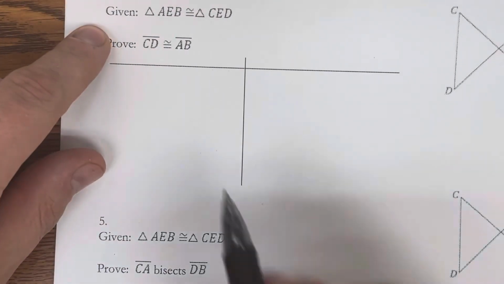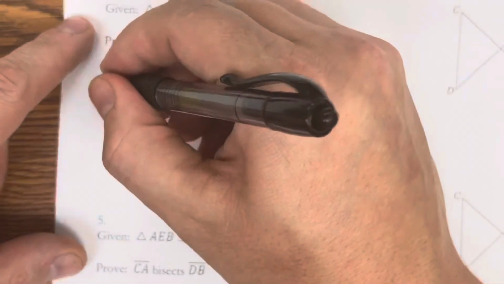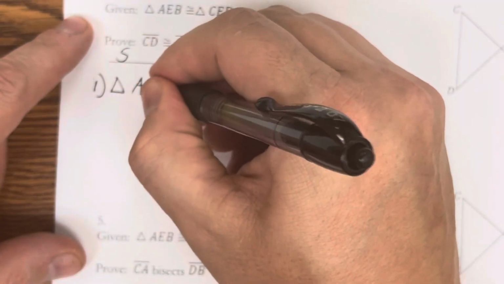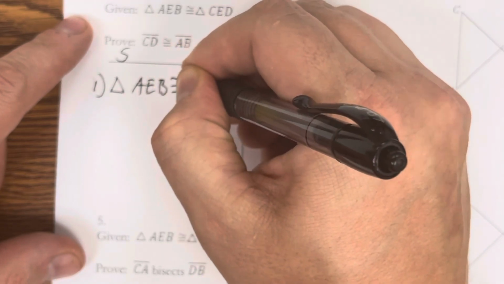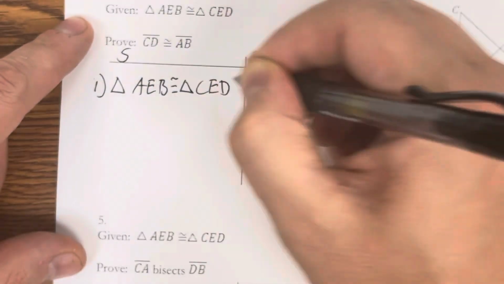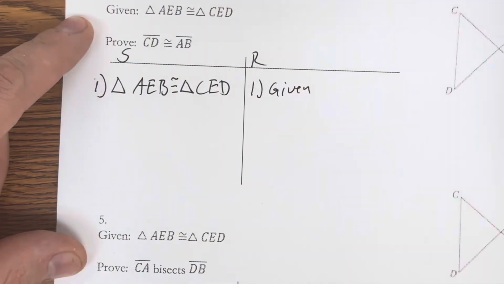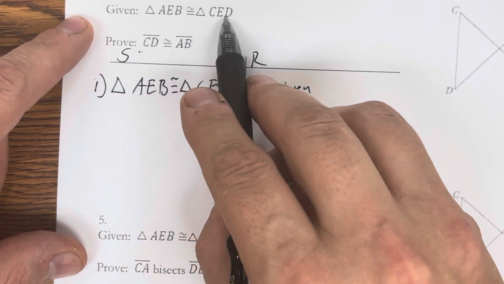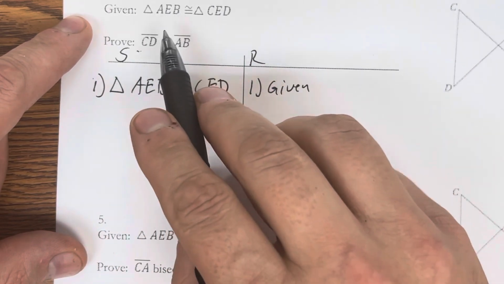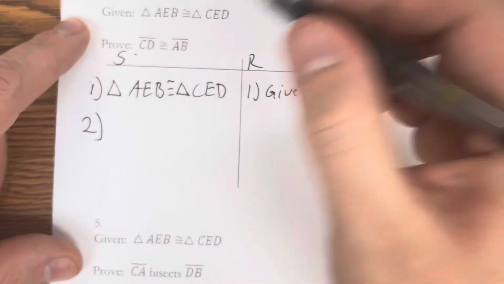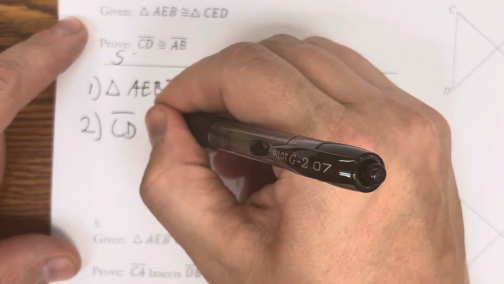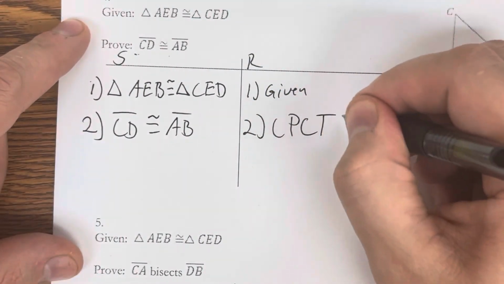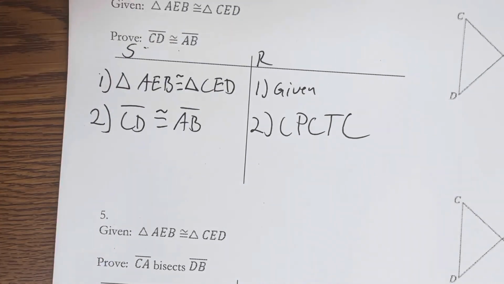Another fairly straightforward one. I'm told that the triangles are congruent. So statements, reasons, given triangle AEB is congruent to triangle CED, given. Since that's the case, is CD congruent to AB? So let's see, CD is the first and last, AB is the first and last. So yes, those are corresponding parts. So step 2, we can say they're congruent. And the reason is corresponding parts of congruent triangles are congruent. Okay, now the bisect one.